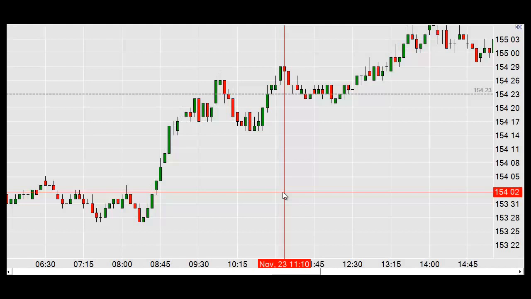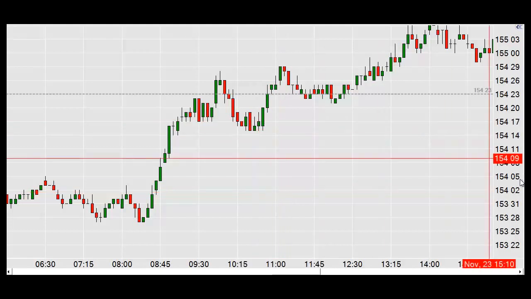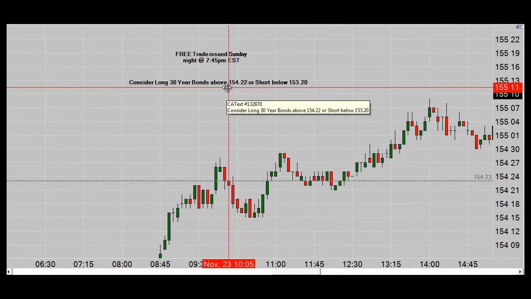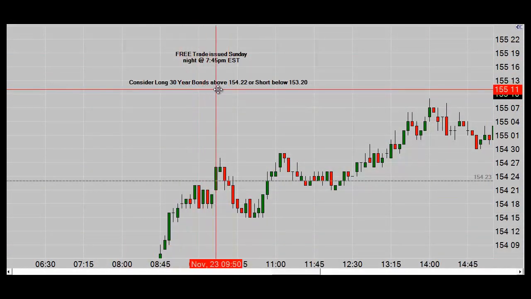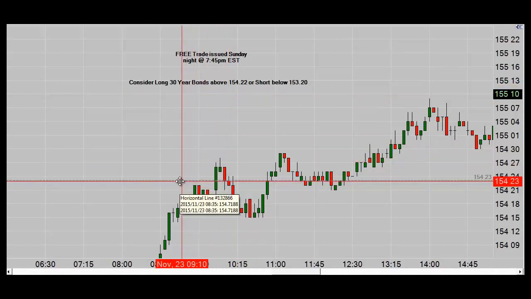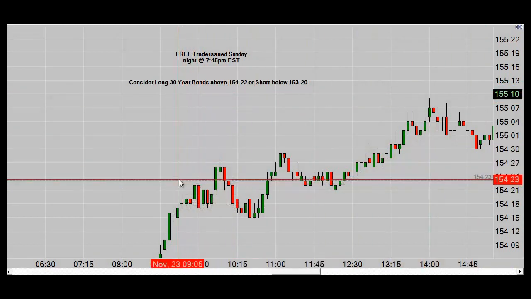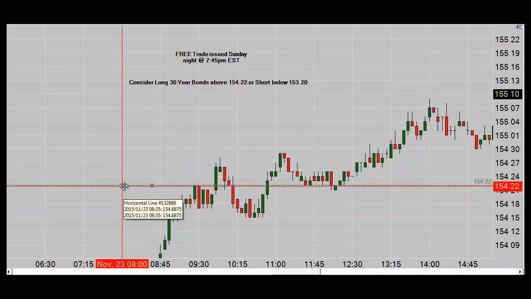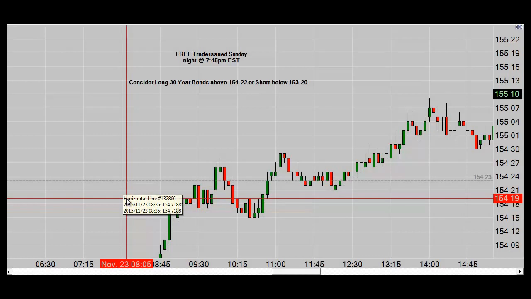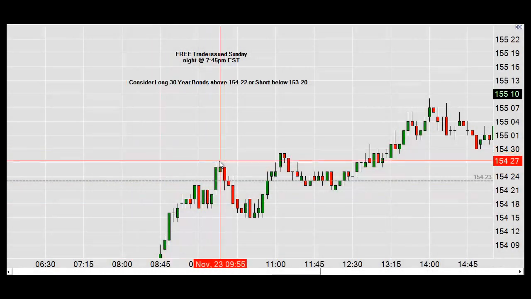So I'm showing you this on a 5-minute chart for the benefit of someone who perhaps does not have the benefit of our trading. On this 5-minute chart, 154.22, it says long above 154.22. That's why I have this line at 23, because if we're going to get long above 22, that's going to be at 23.